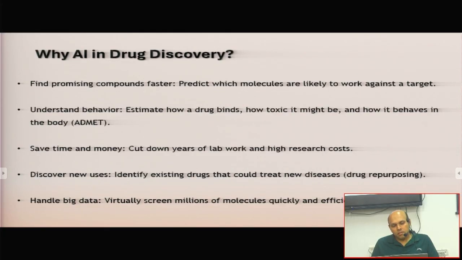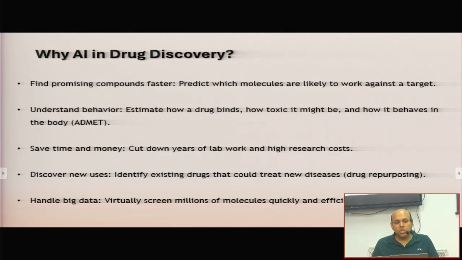So AI in drug discovery saves time and money. It cuts down years of lab work and high research costs. We all know that research is not a small task. You are doing lots and lots of work, whether in the lab, in order to identify something. So computationally, you will be able to predict something, and from that prediction, you can take it forward to test in the actual lab. So it will cut many years.